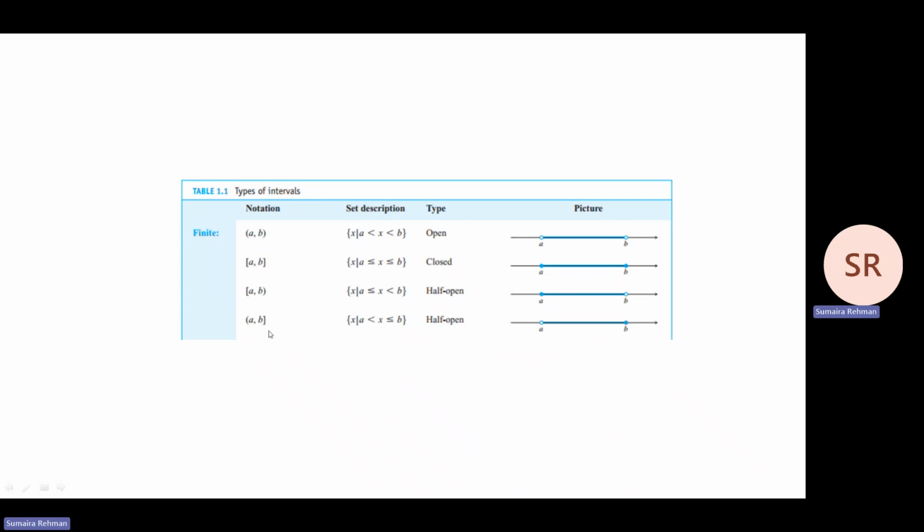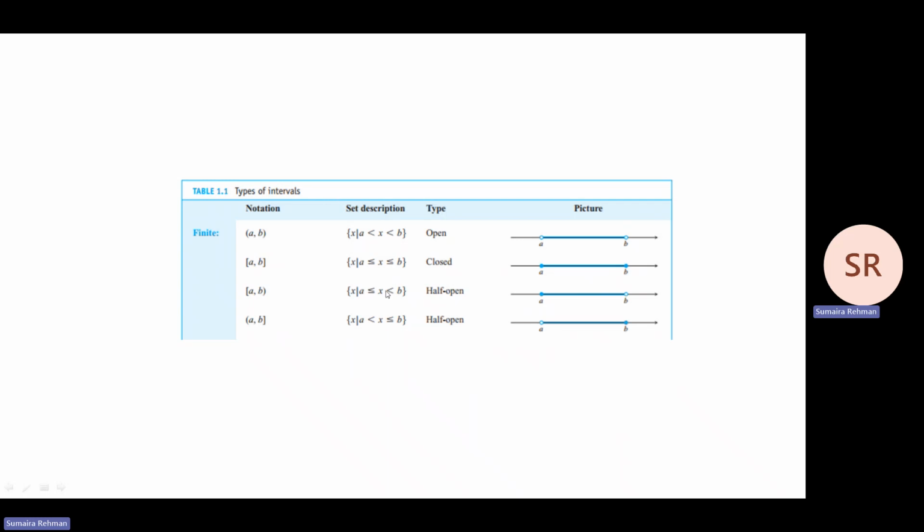Similarly, here we have the half-open interval, or you can say the semi-closed interval. Here the point a this time is not included in the interval, so we will use strictly less than, and here we will not fill up the circle. This means this a is not part of the interval.